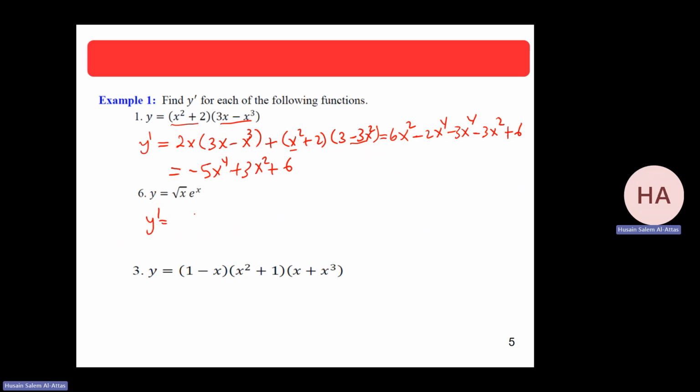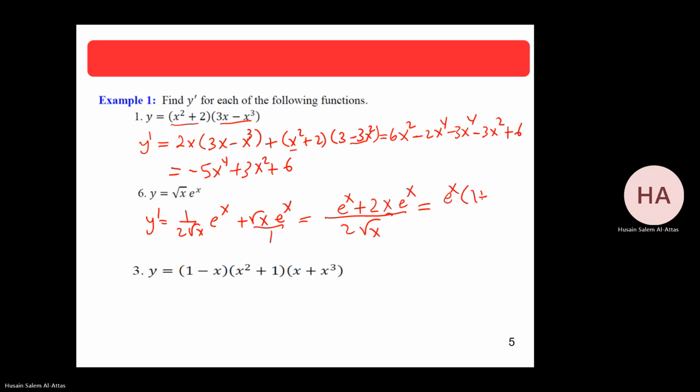Do more examples. This is 1 over 2 root x, e to the power x, plus root x e to the power x. So simplify this. I have what? Over 2 root x. I have e^x plus what? Plus 2x e^x. So that gives me e^x (1 plus 2x) over 2 root x. Yeah, just simplified. You have 2x, so you can take e to the power x as a common factor.